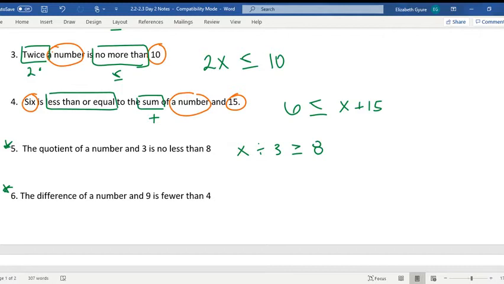Yes, I saw you wrote it as a fraction, Asia. That's perfectly fine too. So if you're at home and you wrote it as x divided by 3 like this, that is also good. That means the same thing. And then number 6, the difference of a number and 9 is fewer than 4. Somebody at home, how did you do number 6?